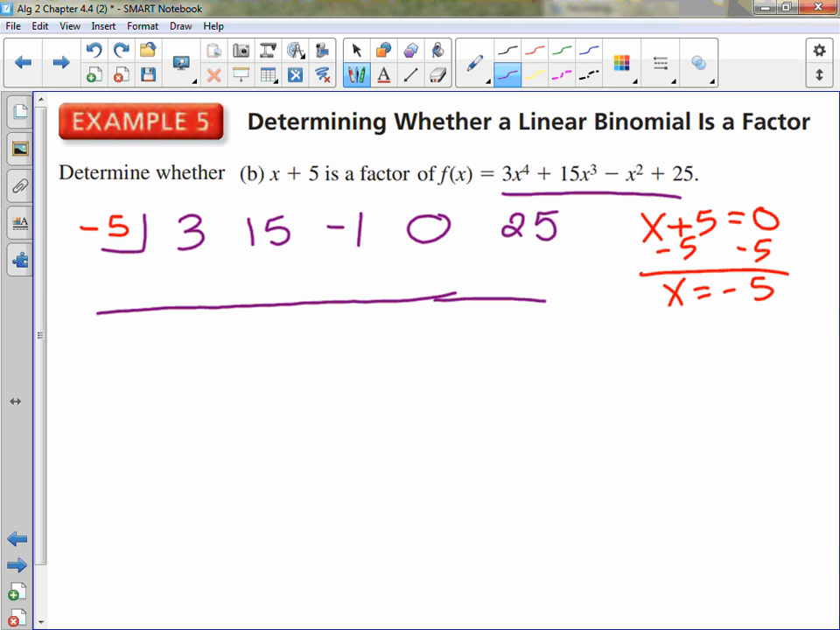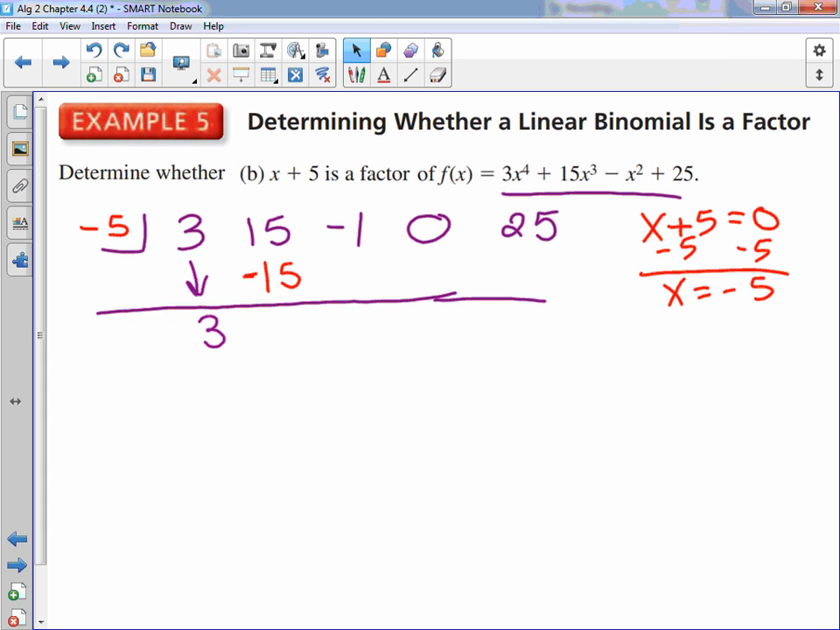Any questions on any of this here so far? What would we do next? We would drop the 3. Negative 5 times 3 is negative 15. So our first one is negative 5 times 3, which would give us negative 15, and we plug it in.